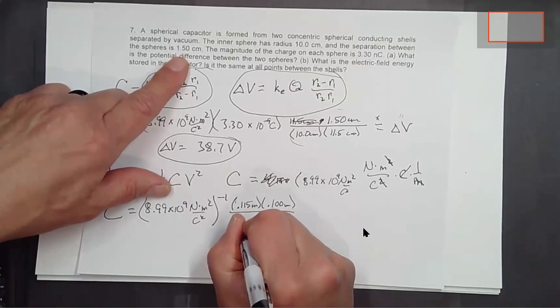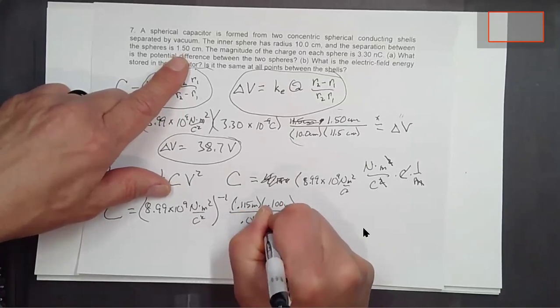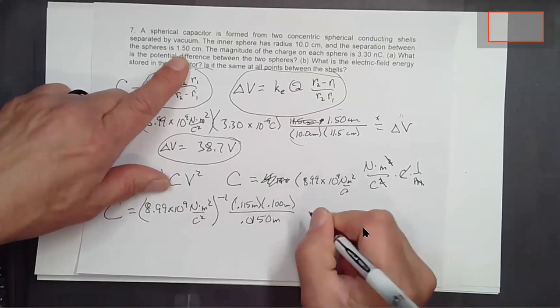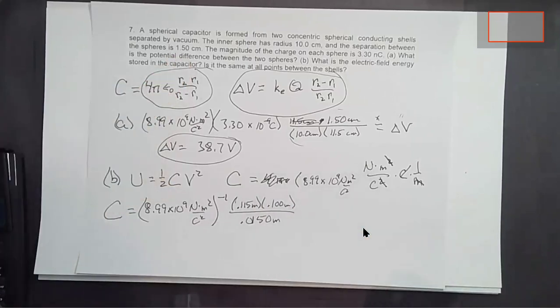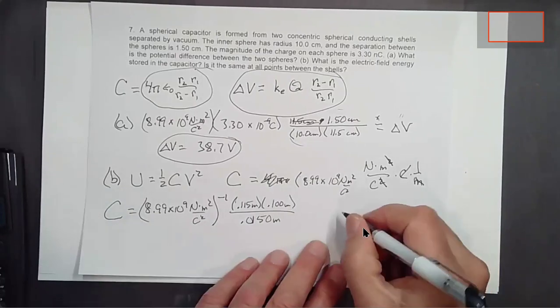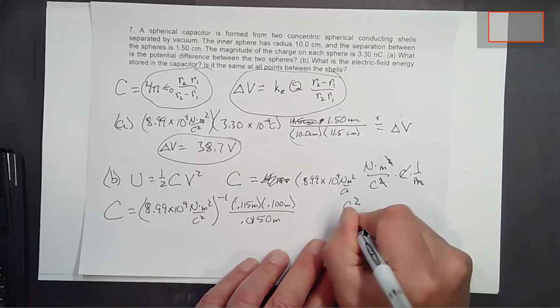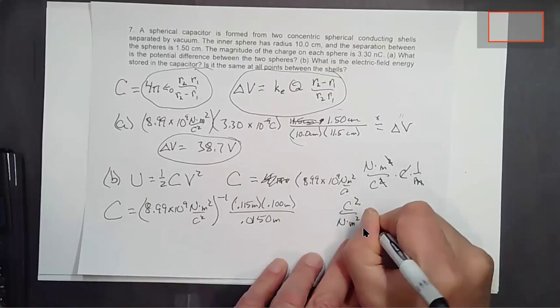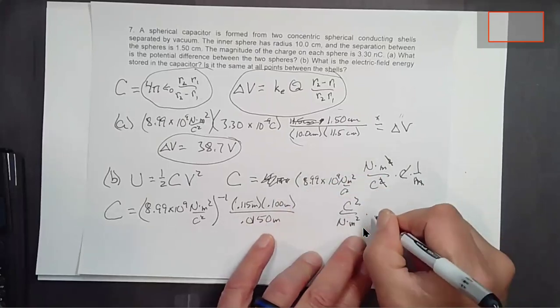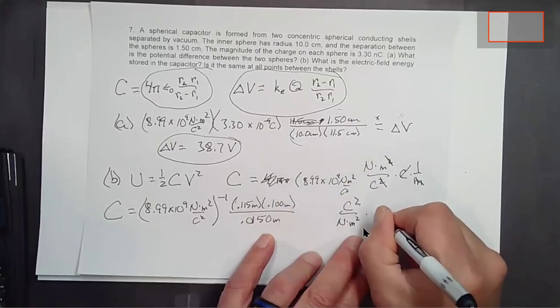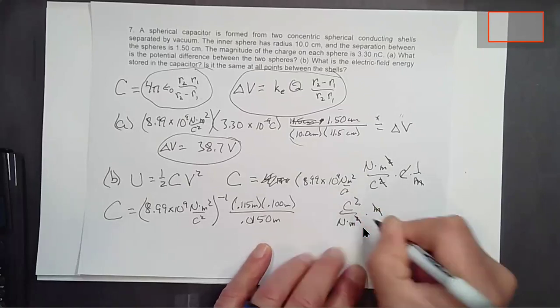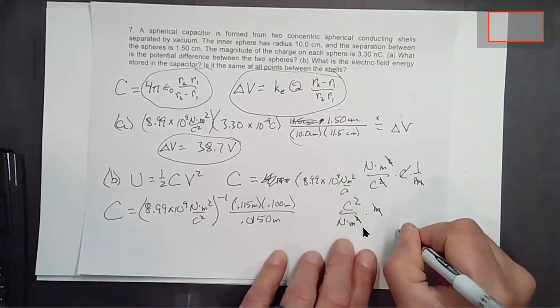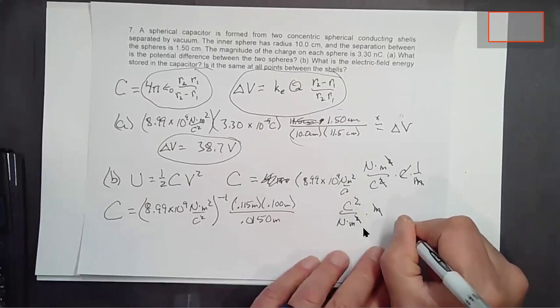So that's 0.0150 meters. Okay, what am I going to end up with units on this thing? It's going to be farads, I think, but I'll have Coulomb squared over Newton meters squared times, that's going to be meters squared over meters, which is just plain meters. So that divides out. I've got a joule on the bottom and a Coulomb squared on top.